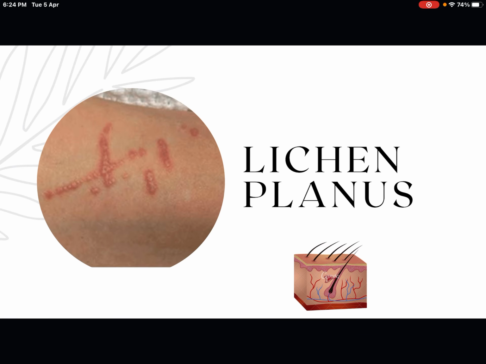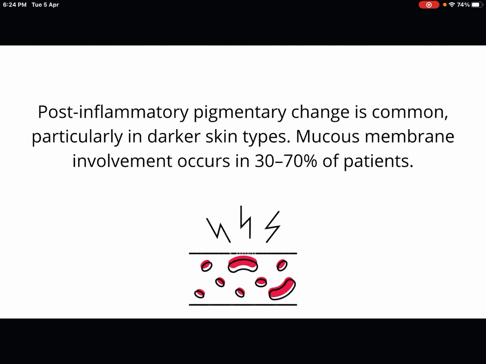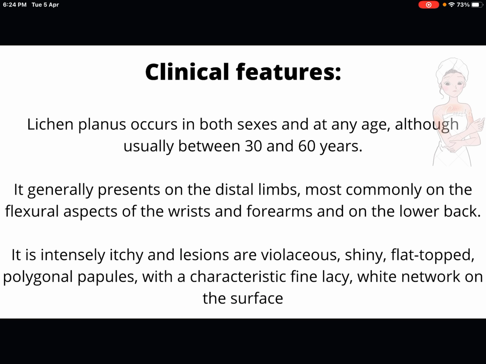You can see the lesion picture here. It is violaceous, shiny, with flat-topped, polygonal papules with a characteristic fine lacy white network on the surface. These are all the features that you have to write for clinical features. One more thing: post-inflammatory pigmentary change is also common, particularly seen in the darker skin types. Mucous membrane involvement occurs in 30 to 70% of the patients who have Lichen Planus.